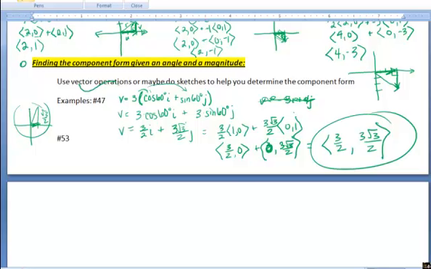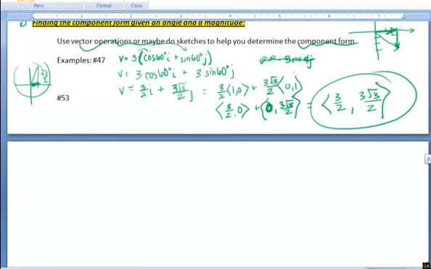Alright, so we used vector operations. I'm not going to do sketches because we don't have the prettiest of numbers here, but we just determined the component form. So these are using angles and some old trig to get back into component form.